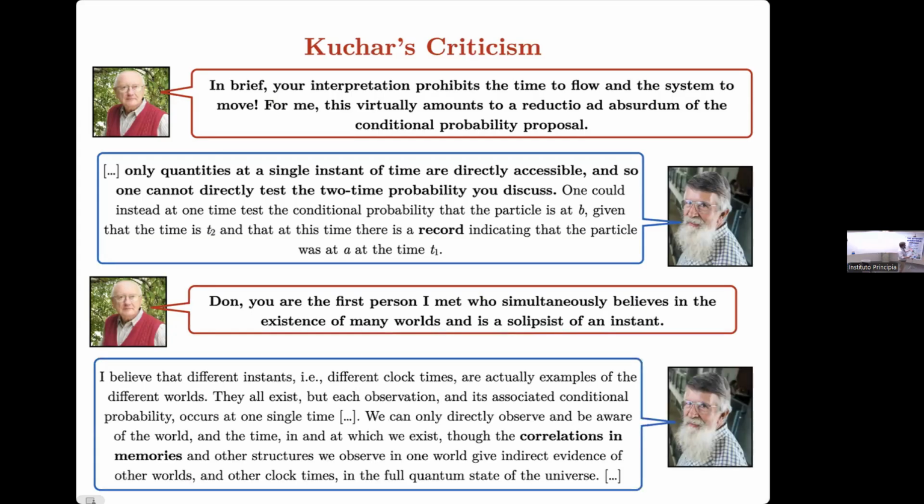Okay, and then Don goes on: I believe that different instances, different clock times, are actually examples of different worlds. They all exist. So when he says different worlds, that superposition state I showed you, the different branches would be these different worlds. They all exist, but each observation and its associated conditional probability occurs at one single time. We can only directly observe and be aware of the world and the time in and at which we exist, through the correlations and memories and other structures we observe in one world, given indirect evidence of other worlds and other clock times in the full quantum state of the universe, the physical state.